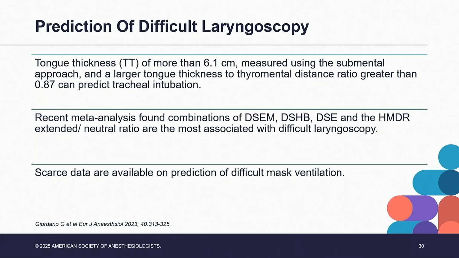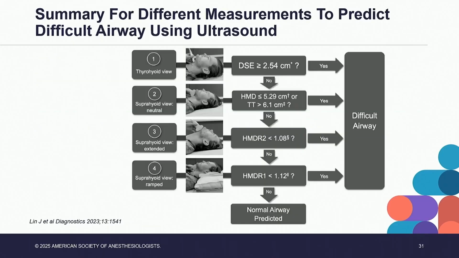Also, a recent meta-analysis found that the combination of these parameters, in the extended and neutral ratio, are the most associated with difficult laryngoscopy. However, we don't know about prediction of difficult mask ventilation. This algorithm can explain or summarize everything we have been talking about on how to predict difficult intubation. For example, if you go for the thyrohyoid view to measure the distance from the skin to epiglottis, if it is more than 2.54 centimeter, yes, it can predict difficult intubation.